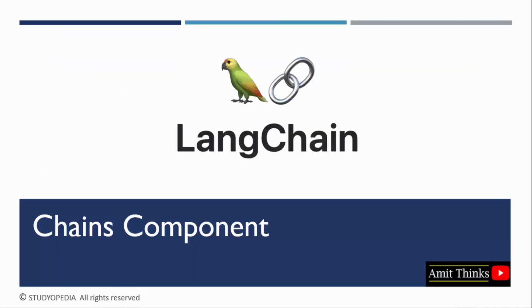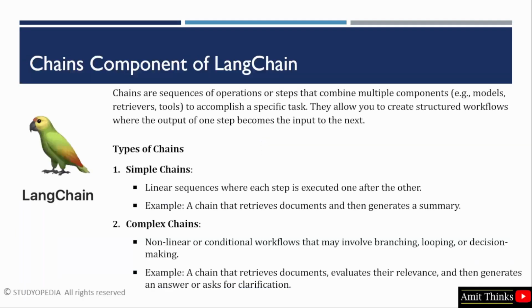In this lesson, we will understand the chains component of LangChain. So these are sequence of operations or steps that combine multiple components. This is like passing the output of one component as the input to the next so that a structured workflow is formed. Here are the two types of chains, simple and complex. When each step is executed one after the other, it is called a simple chain. This is like a linear sequence. For example, a chain that retrieves documents and then generates a summary.